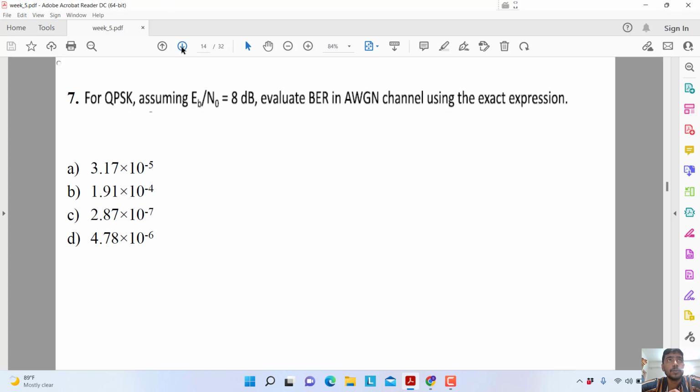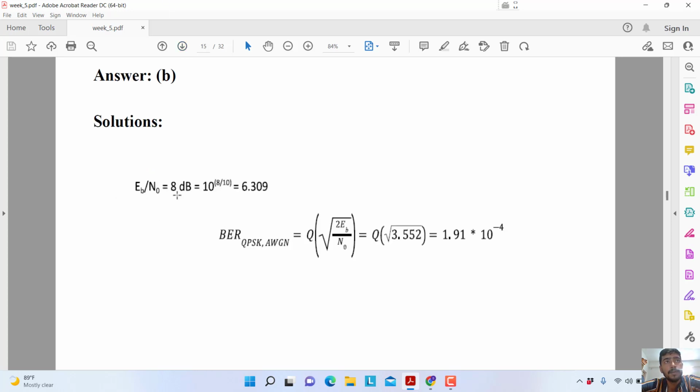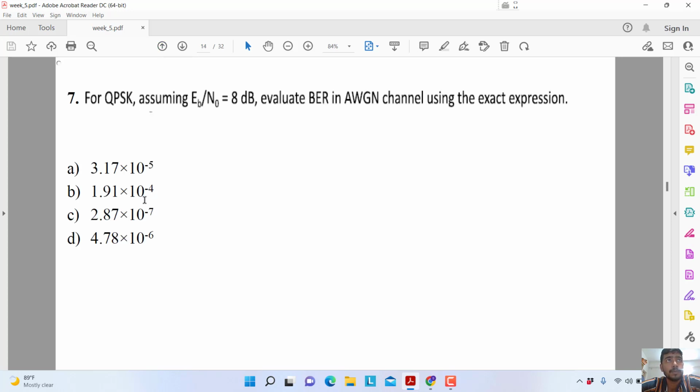Okay. So given is that Eb/N0 is 8 dB. From there, you can calculate it in linear scale, so it will come to 6.309. And the formula of the BER for QPSK is Q of the square root of 2 Eb/N0. We put all these values in there, and from there we can get our BER by using the Q calculator. It will come to 1.91 times 10 to the power minus 4. So the right answer is B.